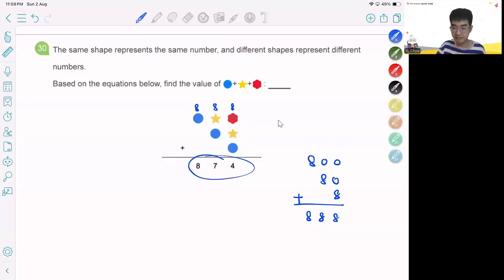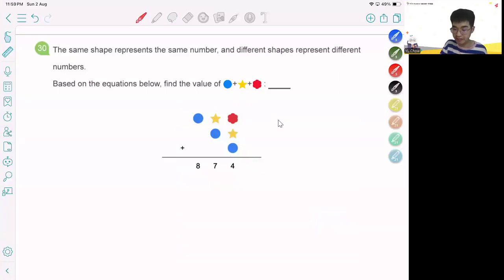Then could it be 7? Well, then let's try, right? What if this is 7, 7, 7? Then I will already have 700s, 7 10s, and 7 1s, right? Which means the circles will already contribute to 777, right?